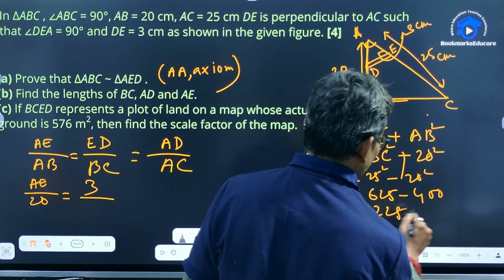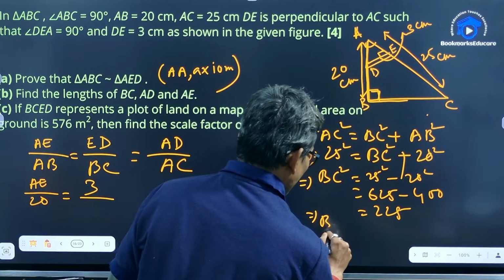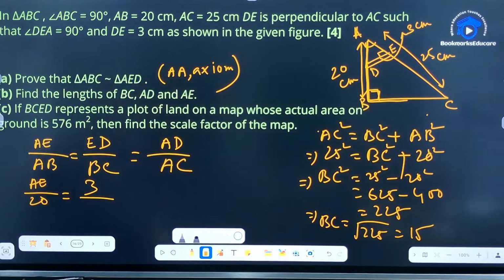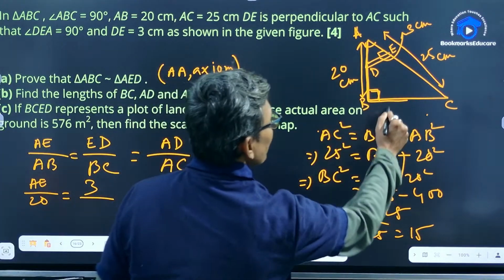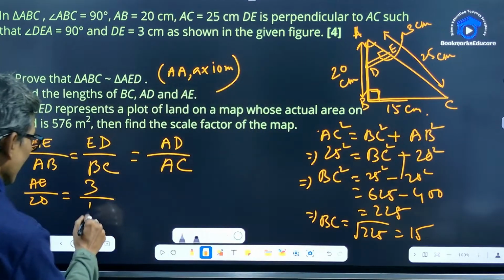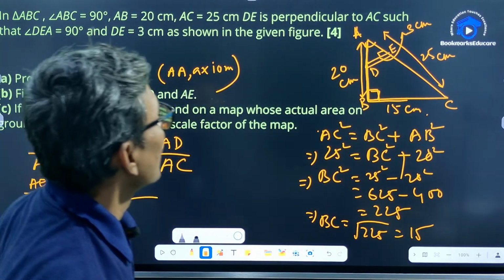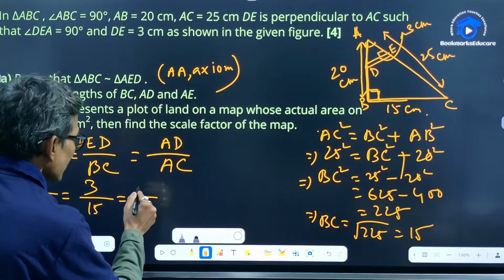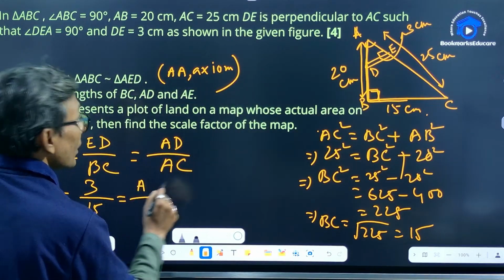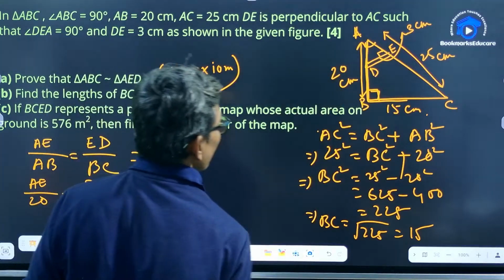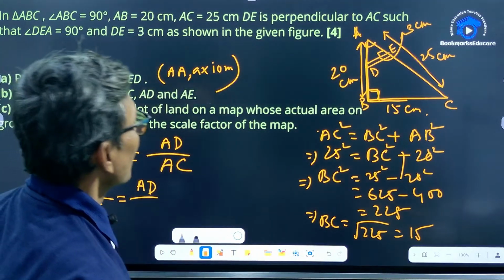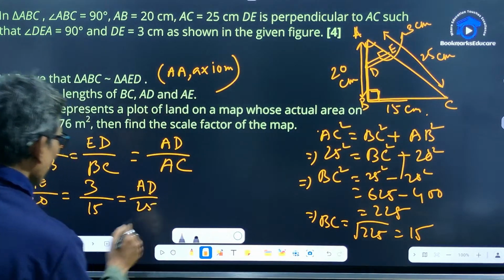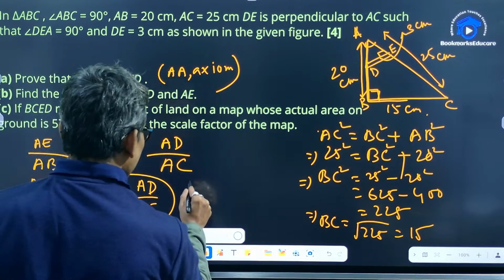So first, 225 will be obtained. So BC is equal to root over 225, which is 15. So BC is 15 centimeters. And AD, this is also unknown to us and we have to find it out. AC is given as 25. So we equate both, and AD will come out.